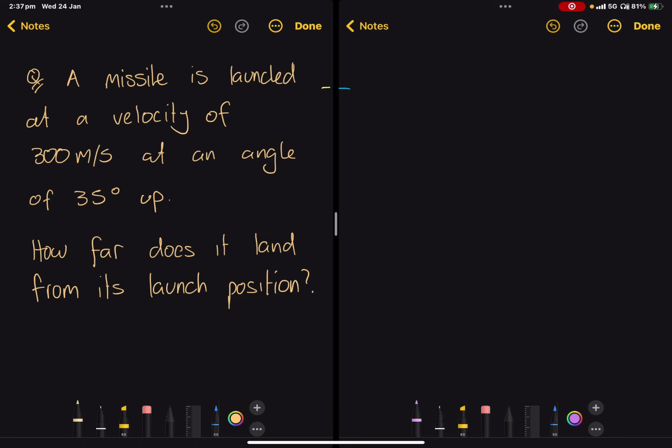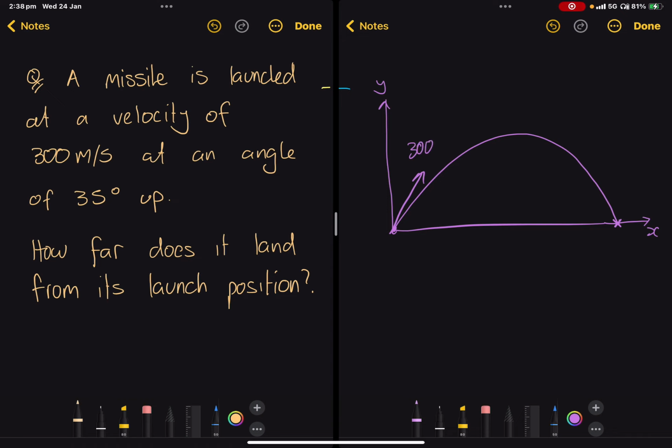Okay, so we're going to draw a diagram of this. We have an object launched from the origin, follows a parabolic trajectory and then lands. So it launches at the origin. This is our y-axis. This is our x-axis. Travels for a while and then lands. The initial velocity vector has a magnitude of 300 meters per second and it is 35 degrees up. So this means the angle is 35 degrees up from the horizontal. How far does it land from its launch position?